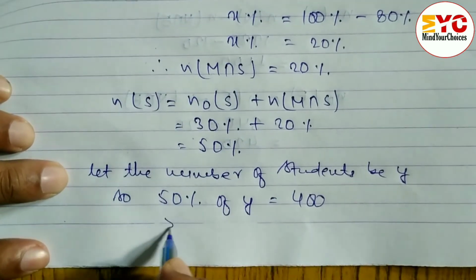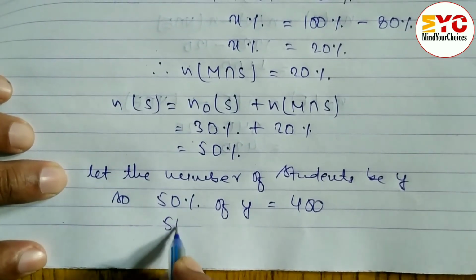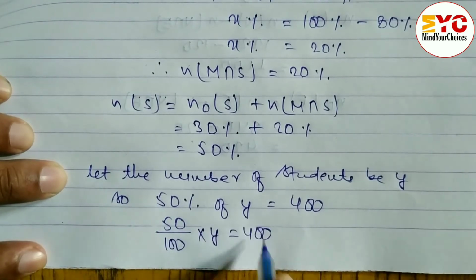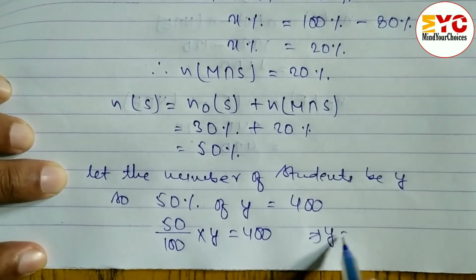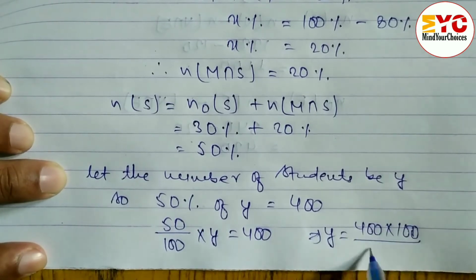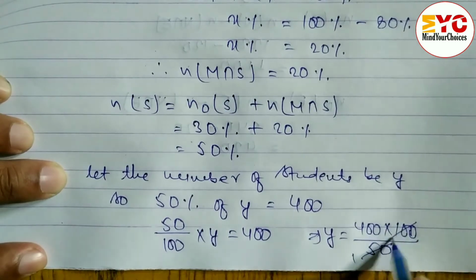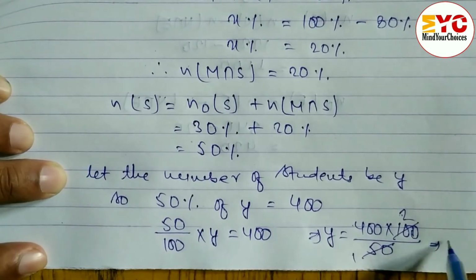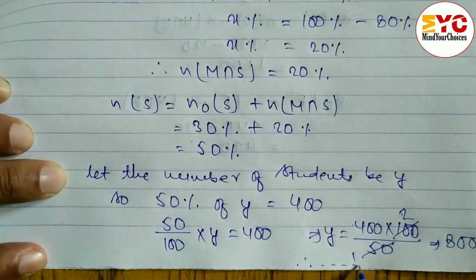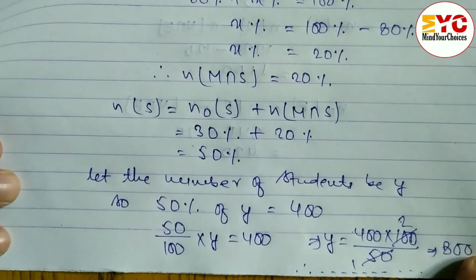Now when you calculate, we get the total number of students from here. 50 by 100 into y is equal to 400. After this, y is equal to 400 into 100 by 50. 5 1s are 5, 2s are 2, therefore 4 2s are 8, 800. Therefore at last we have to write down: the total number of students is 800.